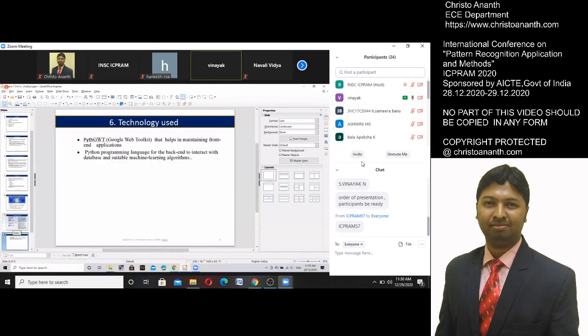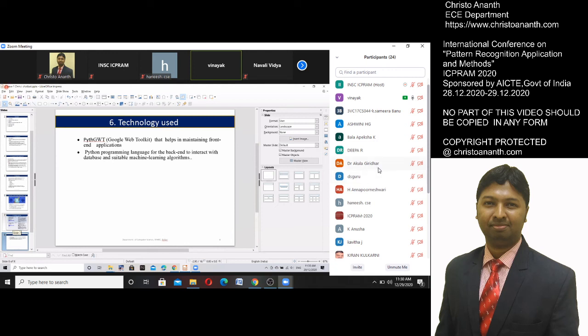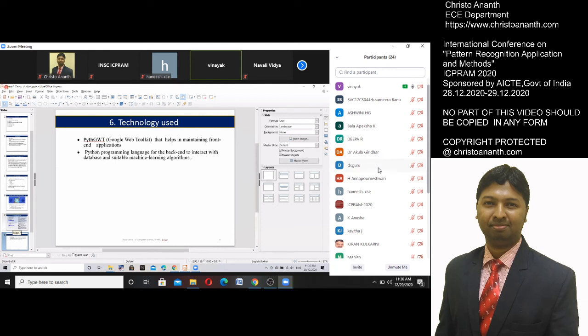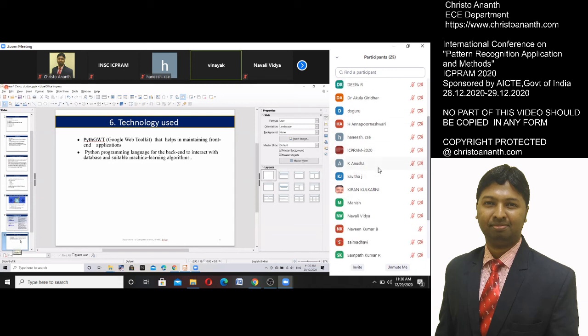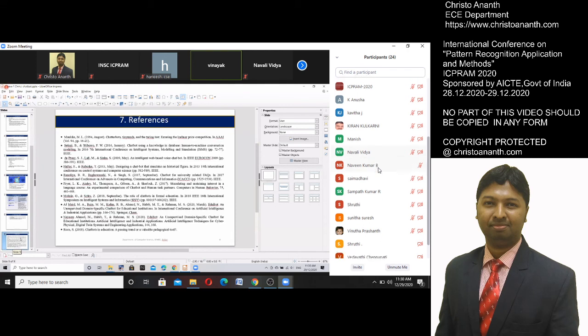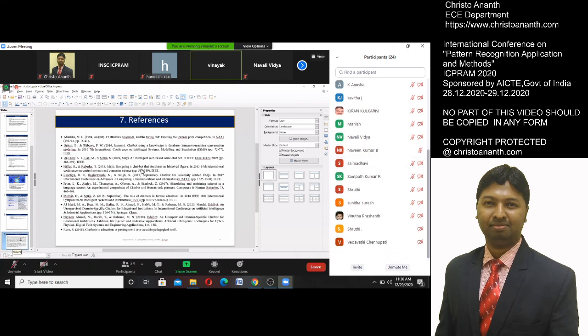Next is the technology used. We are using Google Web Toolkit to maintain the front end and the Python programming language for the back end to interact with the database and suitable machine learning algorithms. And these are our references. Thank you.